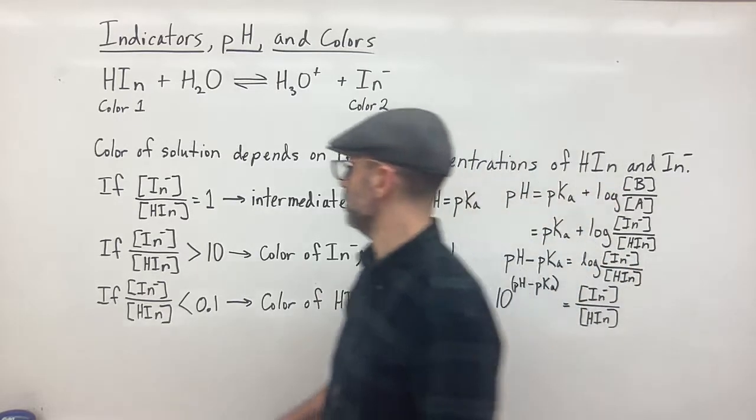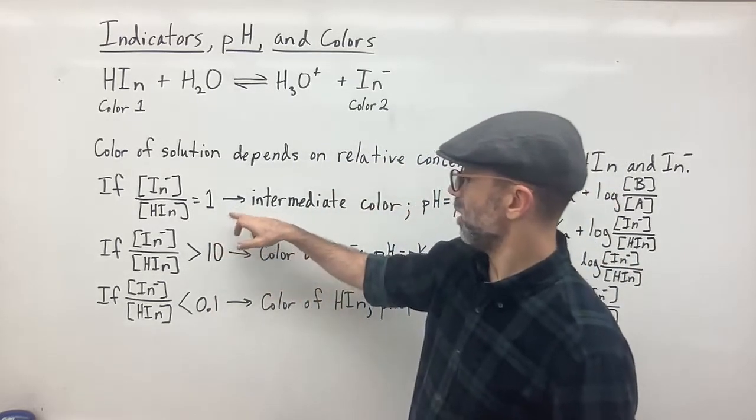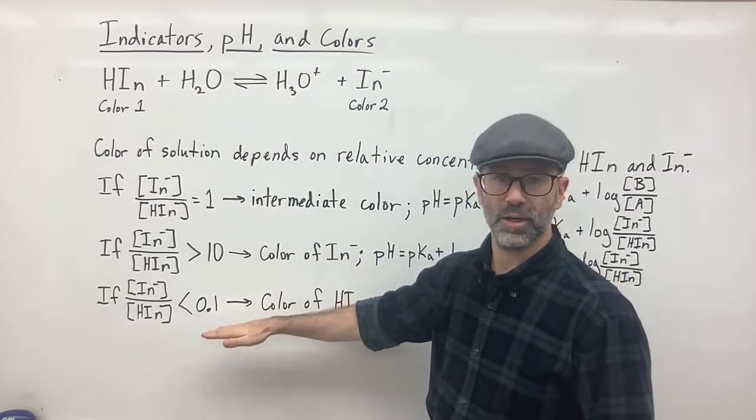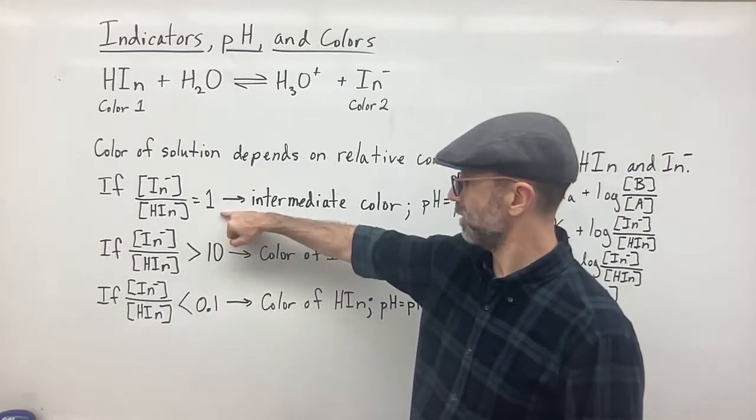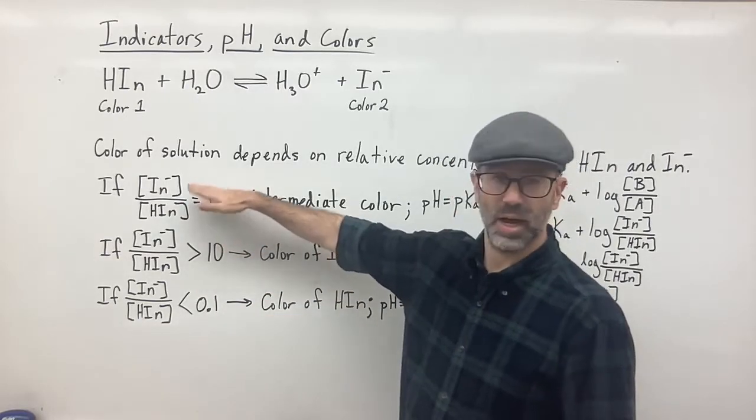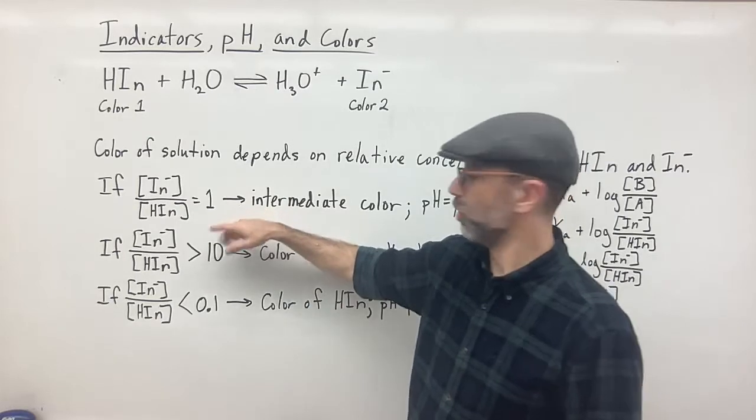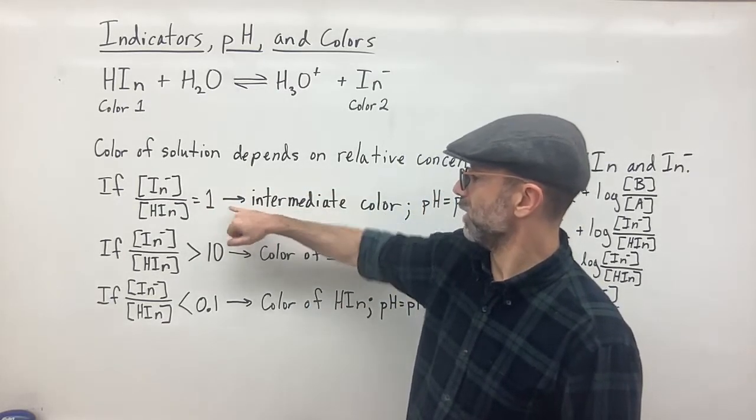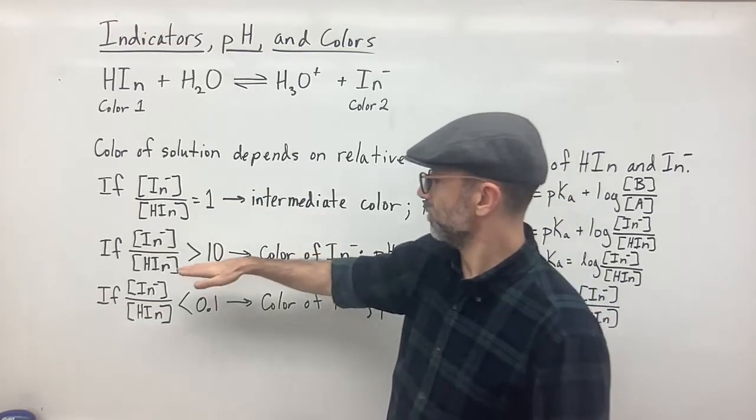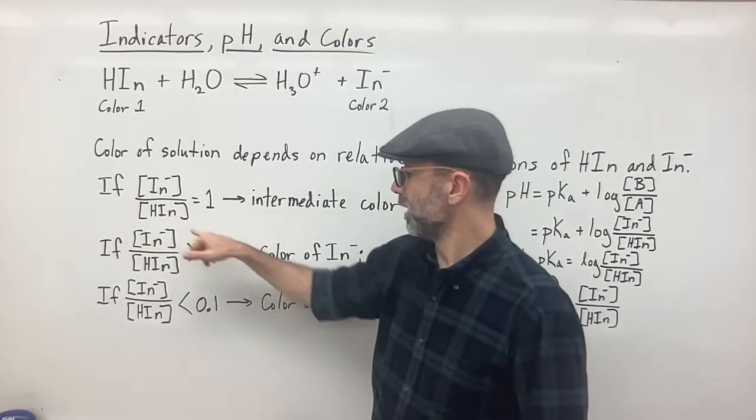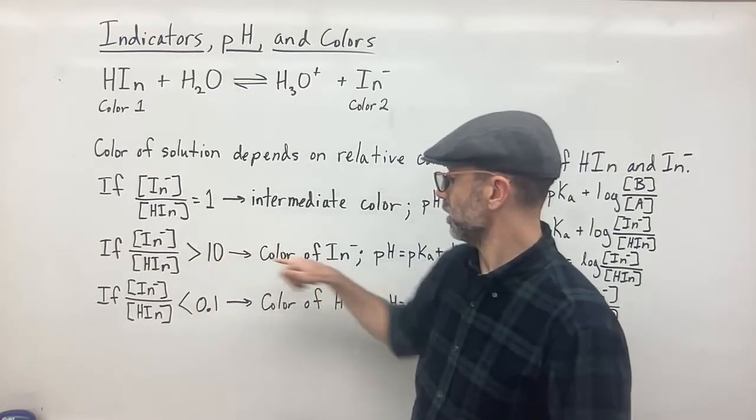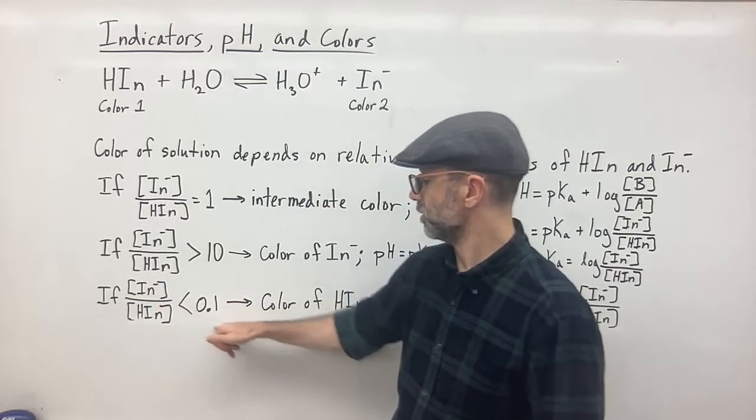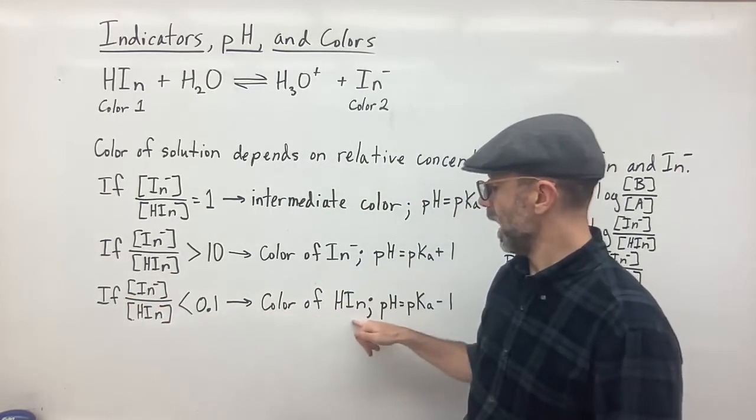And so you can see here that the color can change within a range of a factor of 10 from 1. When the concentrations are equal, then you've got 1, and that's going to be an intermediate color. If the base is greater by a factor of 10, then it's going to be the base color. If the acid is greater by a factor of 10, then it's going to be the acid color.